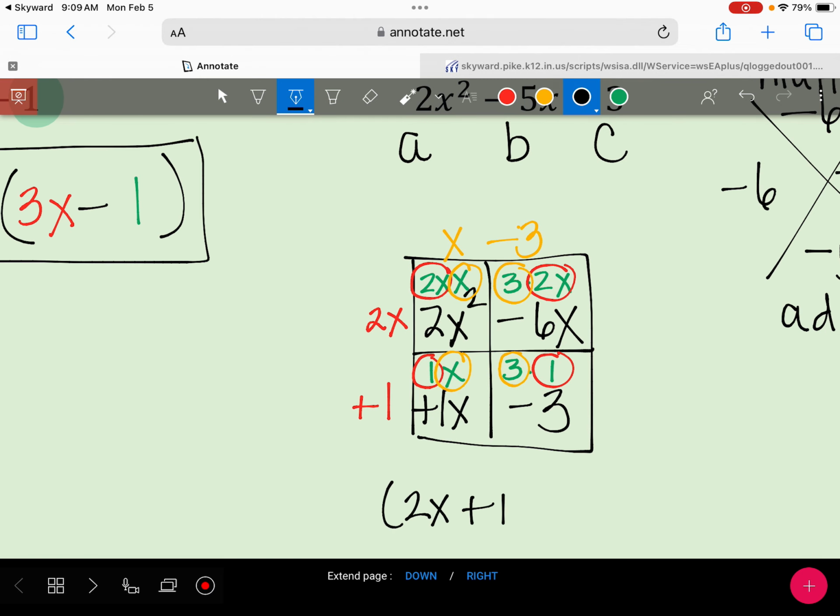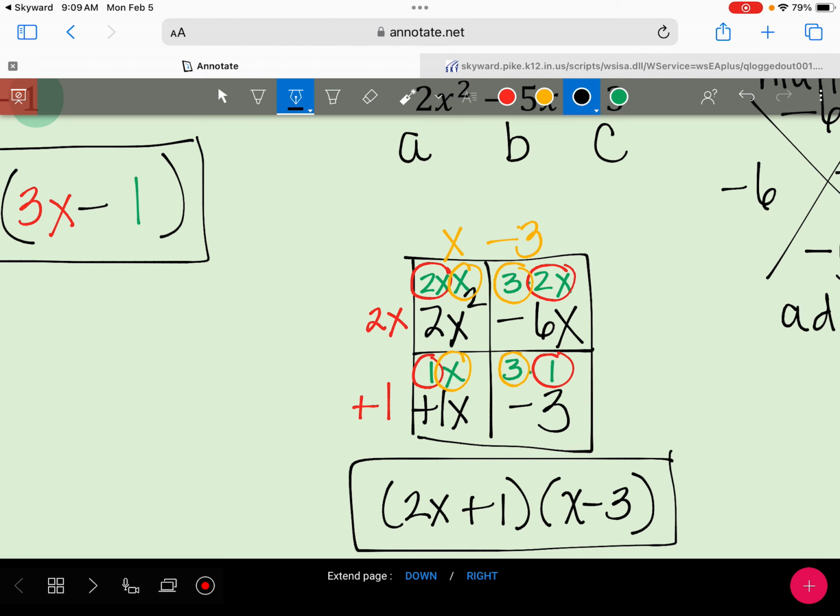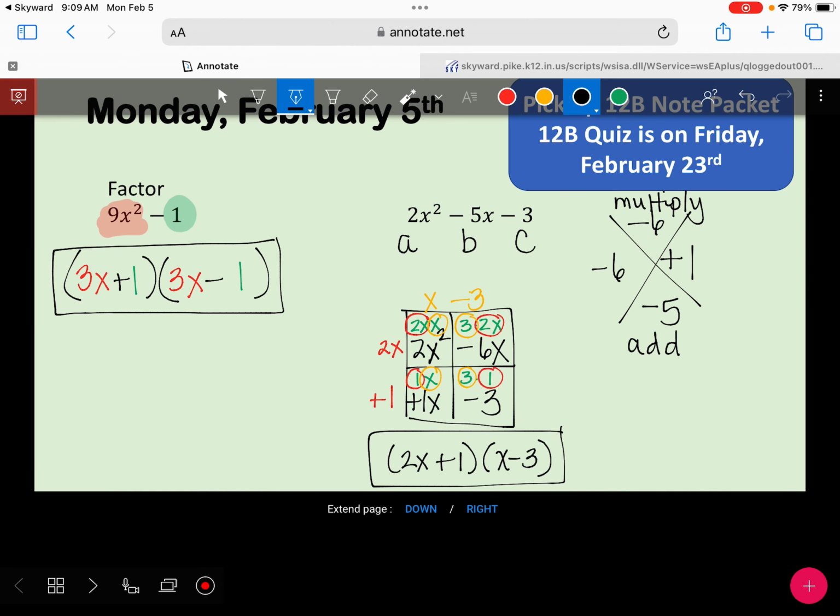So it would factor down to 2x plus 1 times x minus 3. And that would be your answer. Factoring is one of those things that just never goes away.